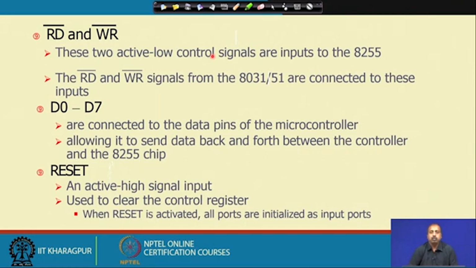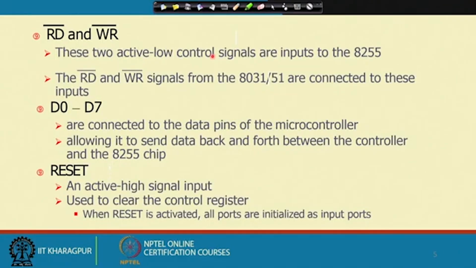Like, you may want to control some of the port configuration, so you want to output something to the 8255, or if a particular port is configured as output, you want to send data to that port. So, that way you can send the data from the microcontroller or microprocessor through this D0 to D7 to that port, or if a port is configured as an input port, you can transfer the content from that input port to the microcontroller by that.